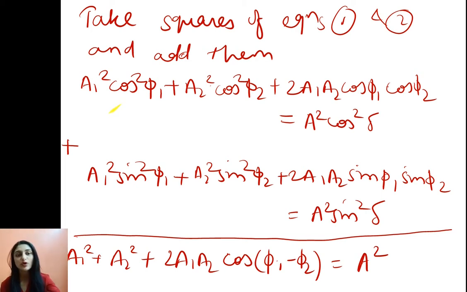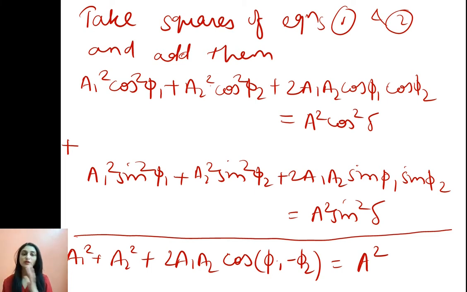Now a1 square cos square phi 1 plus a1 square sin square phi 1: a1 square can be taken common, and cos square phi 1 plus sin square phi 1 is 1, so we get only a1 square. Similarly, a2 square cos square phi 2 plus a2 square sin square phi 2: a2 square taken common, and inside the bracket cos square phi 2 plus sin square phi 2 is again 1, so we get only a2 square. Here 2 a1 a2 can be taken common, and inside the bracket you will get cos phi 1 cos phi 2 plus sin phi 1 sin phi 2.